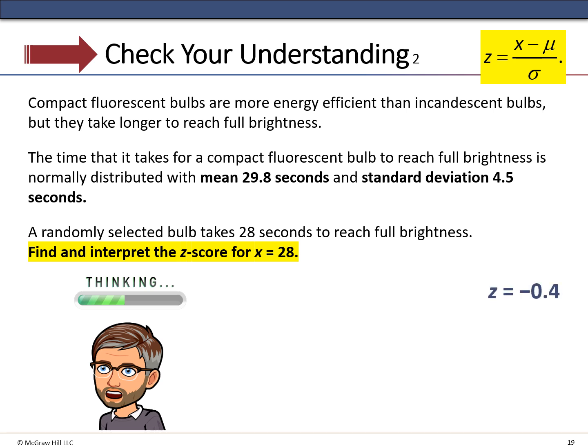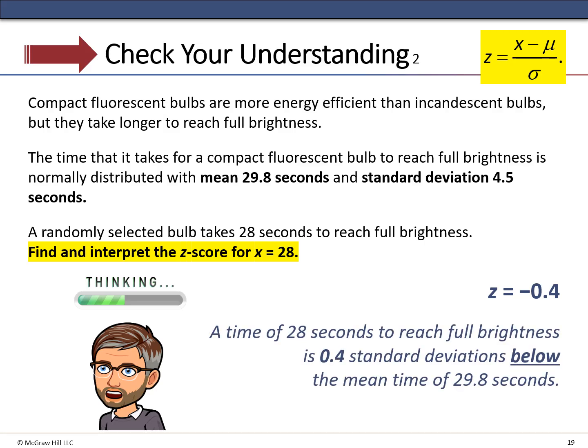When we plug these values in, our z-score is -0.4. A time of 28 seconds to reach full brightness is 0.4 standard deviations below the mean time of 29.8. Pretty straightforward. I hope you get that. A lot of what we do in statistics is take our numerical calculations and analysis and then put them in really clear and very specific language to avoid people misinterpreting what we're saying about the data.